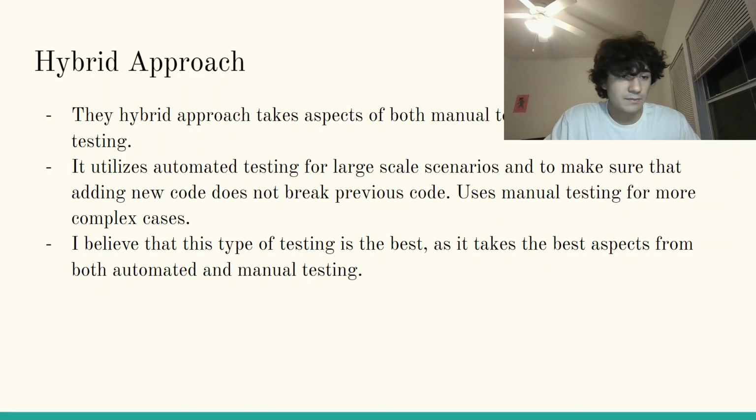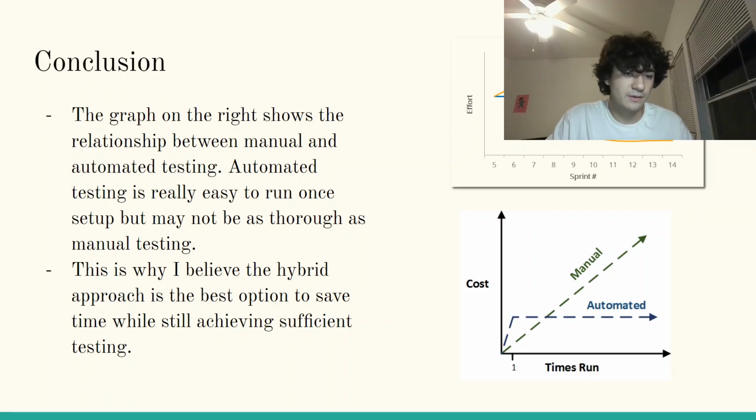Now, the hybrid approach involves both manual testing and automated testing. It utilizes automated testing for large-scale scenarios and to make sure that adding new code does not break previous code, but it also uses manual testing for more complex cases, like those niche, smaller bugs that are harder to find. I believe that this type of testing is the best as it takes the best aspects from both automated and manual testing.